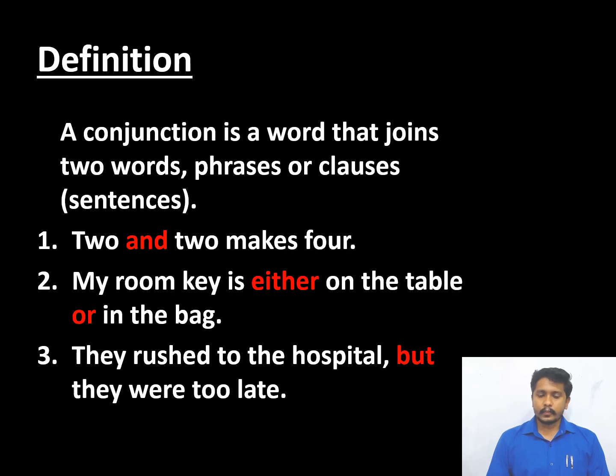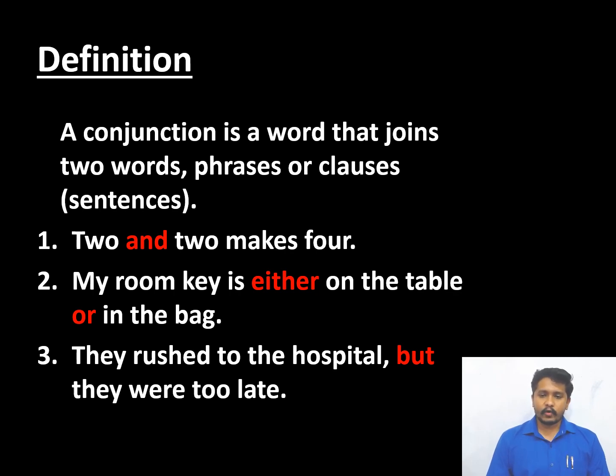2 and 2 makes 4. Can you identify the conjunction here? Yes, it is "and". 2 and 2 makes 4. To identify the conjunction in this video, I have shown the conjunction in a different color. So the conjunction is in red color. Here "and" is used to join two words. Which are the two words here? That is 2, 2. These two words are joined by the conjunction "and".